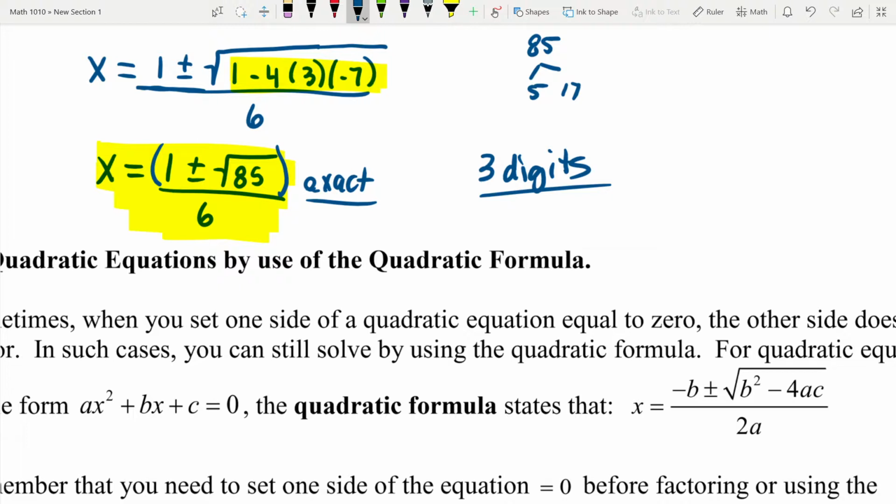The whole, not the whole problem, the whole top. Yep, so close. Divided by 6, hit enter, okay? We're going to go 3 digits, so I want you to go x equals 1.703. Now, I'm going to show you a trick. Don't touch your calculator. Don't clear it.